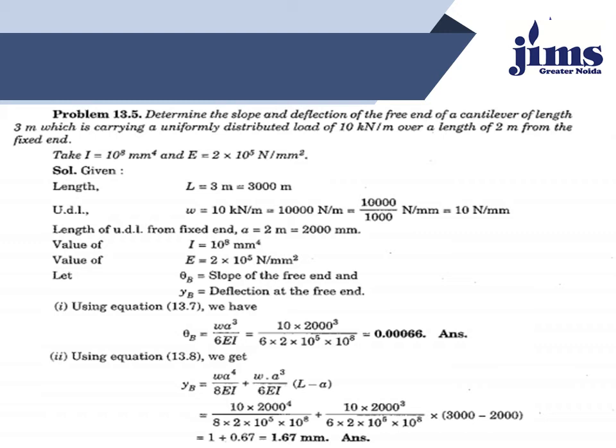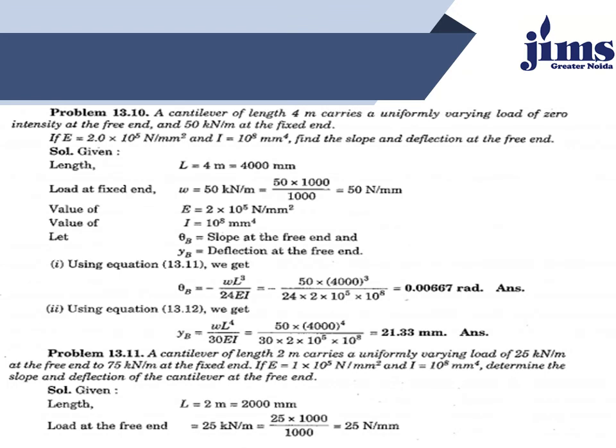Let us assume theta B is equal to the slope at the free end, and YB is equal to the deflection at the free end. Using equation 13.7, we have theta B is equal to WA cubed divided by 6EI. Putting all these values, we get the final result, theta B is equal to 0.00066, that is the slope at the free end. The deflection at the free end is YB is equal to WA to the fourth divided by 8EI plus WA cubed divided by 6EI multiplied by (L minus A). Putting all these values, we get the result YB is equal to 1.67 millimeters.